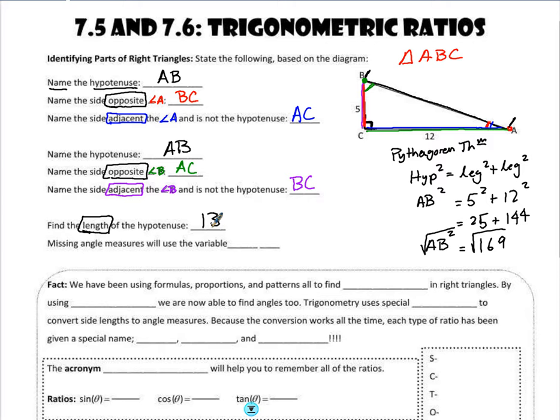Now, whenever we're trying to find angle measures, because our goal eventually with trigonometric ratios is to use angle measures, whenever we're finding missing angle measures, we'll use the variable theta. Theta is a Greek letter most commonly used for missing angle measures in trigonometry.